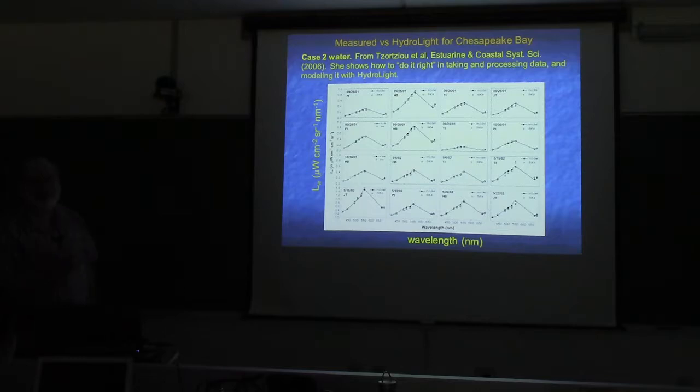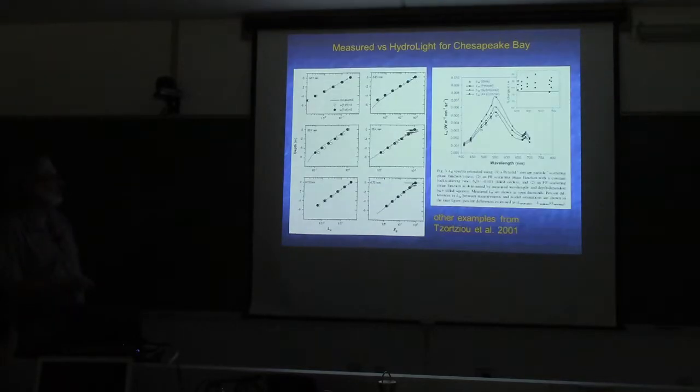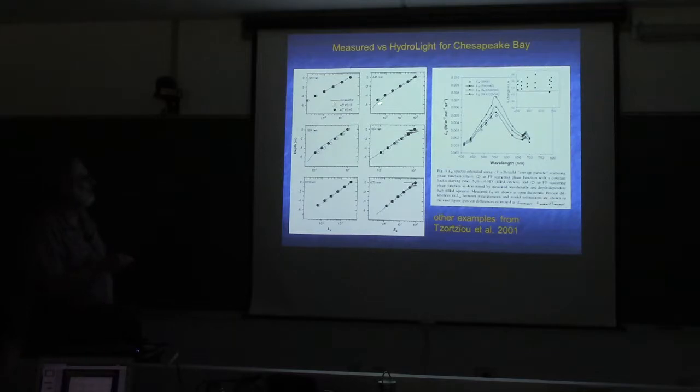I strongly recommend you read that because she shows how to do everything right, on all the instrument calibrations and so on and so on. Here's more of her data here. This is LUs and EDs with the measured values and the lines. She did 2 different scattering corrections for the AC9. The open circles, she just set the value at 715 equal to 0, and then the closed circles, she didn't do that. She had another correction.